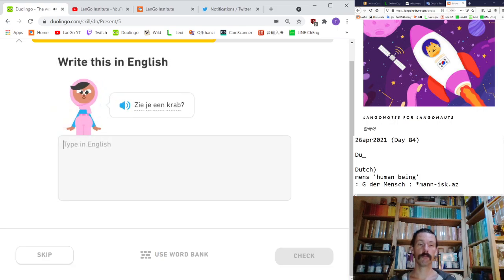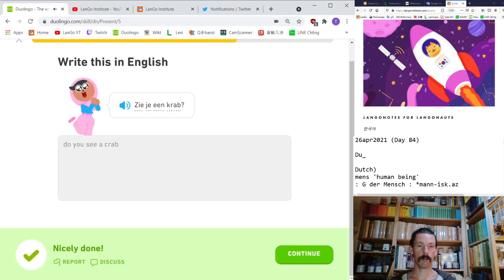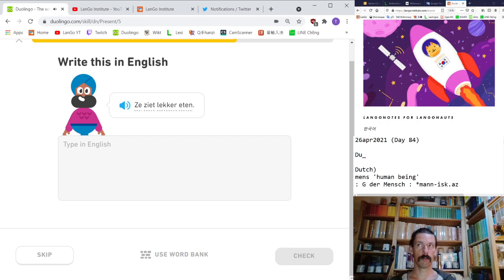Zie je een krab? Do you see a crab? Ze ziet lekker eten. So there's an instance, when you have that question word order, the verb is now separated from its object. That's an interrupted phrase. Ze ziet lekker eten. She sees, okay, its object. Lekker can also be the verb to eat, but here it's a noun meaning food. She sees delicious food.